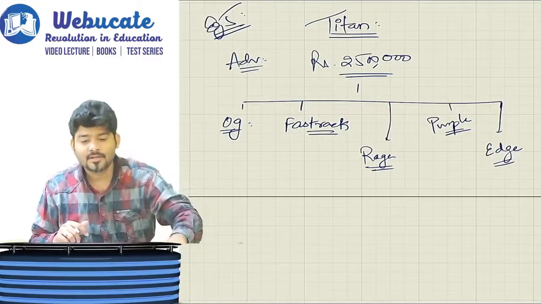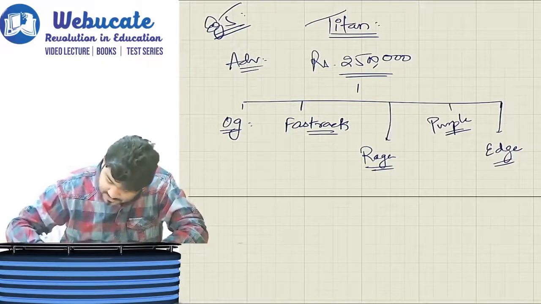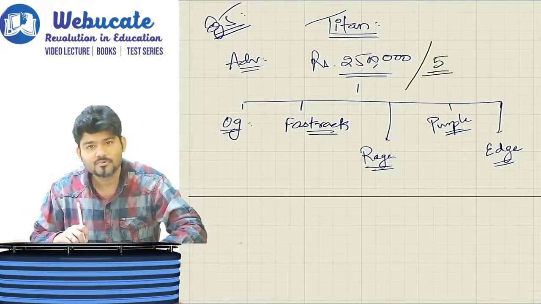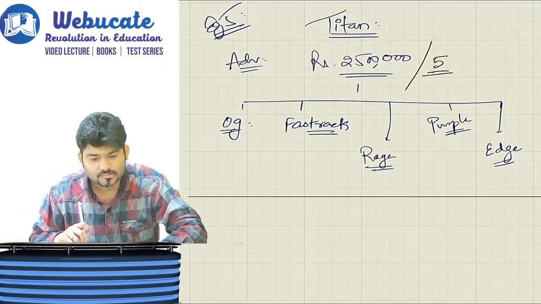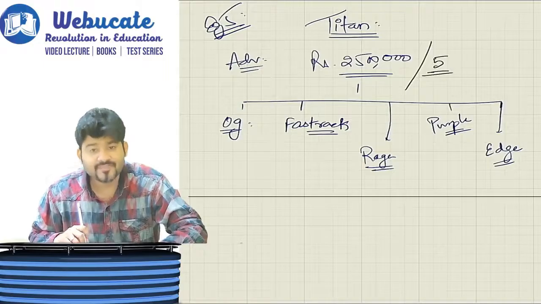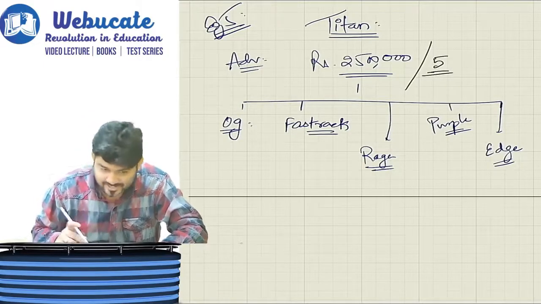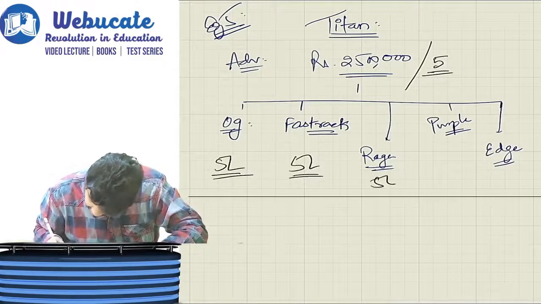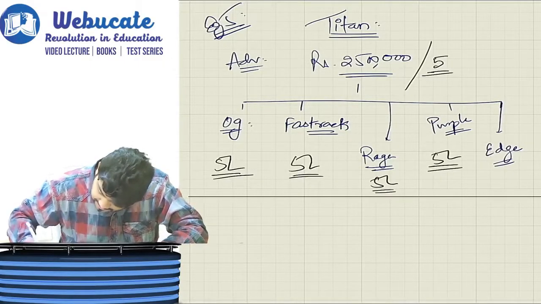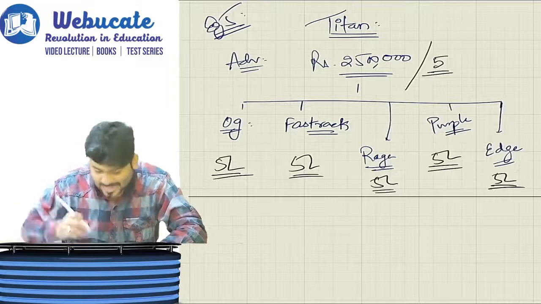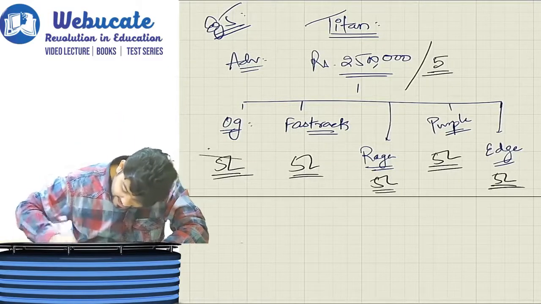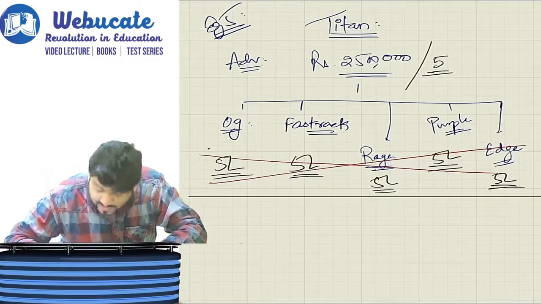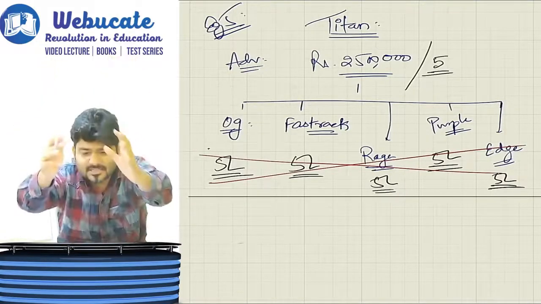Yes, you are right. 25 lakh rupees divided by 5. 5 lakh rupees is what it charged. 5 lakh rupees per brand. And this is so incorrect. Why on this earth do they forget that cost should be charged based on consumption?